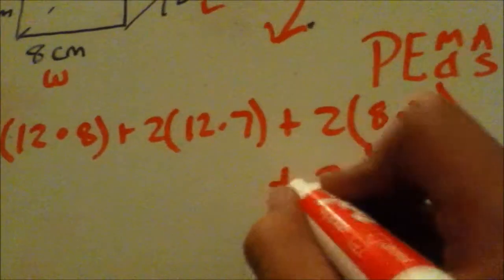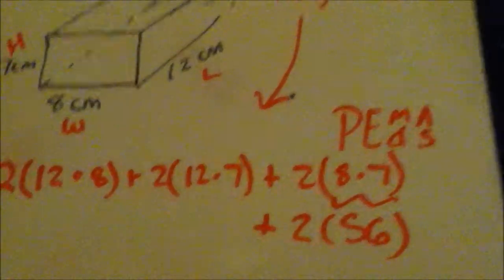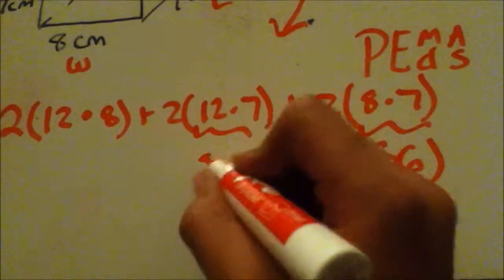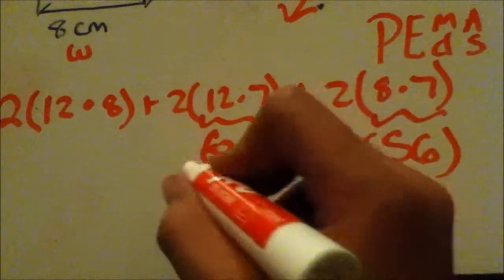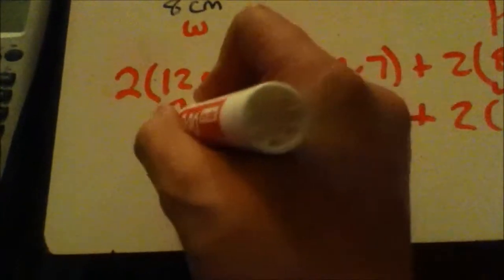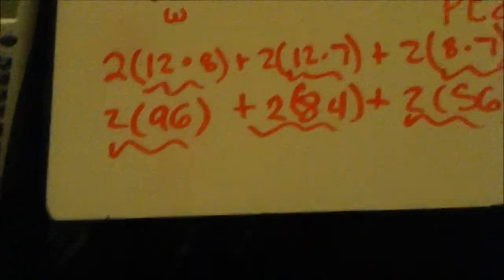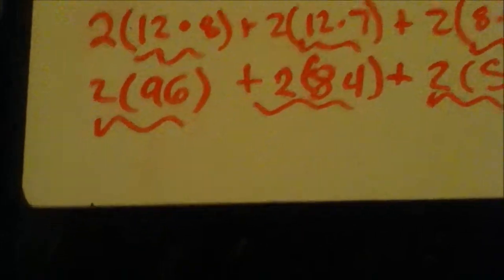8 times 7 equals 56 times 2. 12 times 6 equals 72, plus another 12 would be 84, and 84 times 2. 12 times 8, that should be 96 times 2. These numbers are far too big for me to say off the top of my mind. 96 times 2 equals 192, plus 84 times 2, which is 168, plus 56 times 2, which is 112.